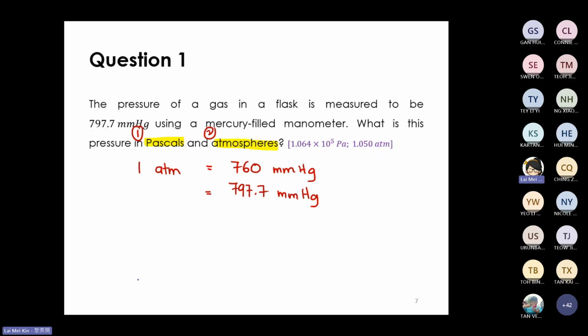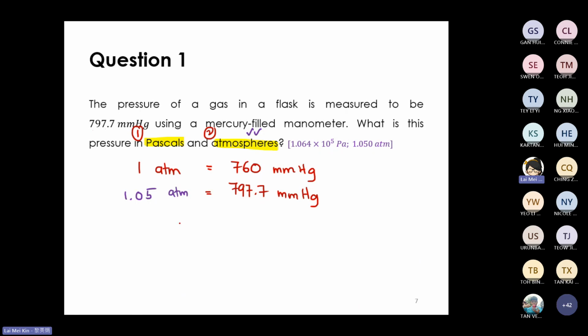No more showing all the steps one by one. I've been showing enough. If you want to find this, you cross multiply, things like that. It's basic mathematics. I hope even those who joined late, you watch back the lecture and understand this. May I know how many atm do you get? Okay, 1.05 atm. So you solved one: what is the pressure in atmosphere?